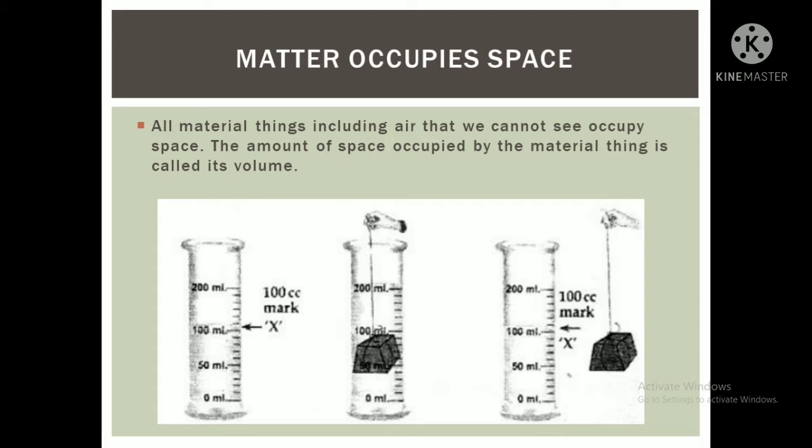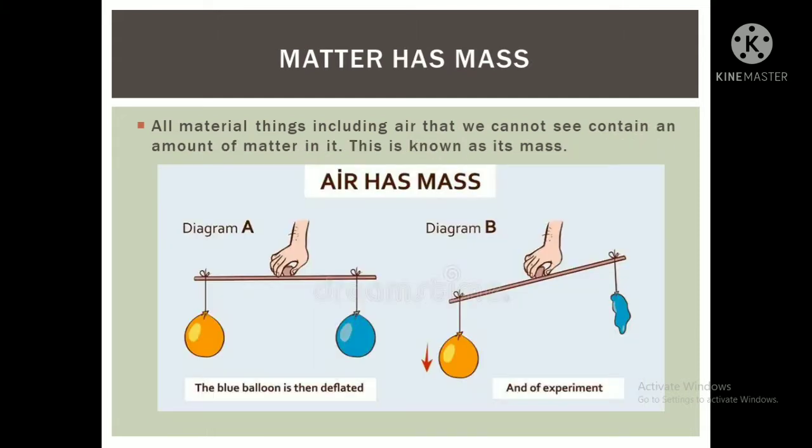Now next we will study that matter has mass. All material things, including air that we cannot see, contain an amount of matter in them, and this is known as its mass. How? Let's see. In diagram A there are two balloons. Both the balloons are inflated first. In diagram B, what happened? The blue balloon is then deflated. It is pinched, it has burst, and the air has flown out. No air is there in the blue balloon.